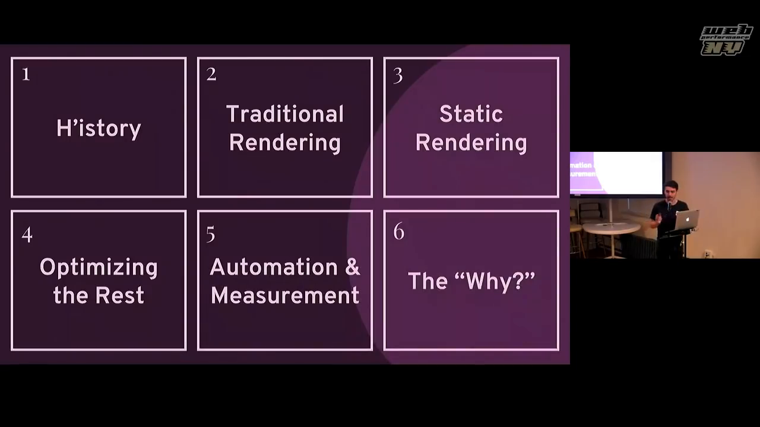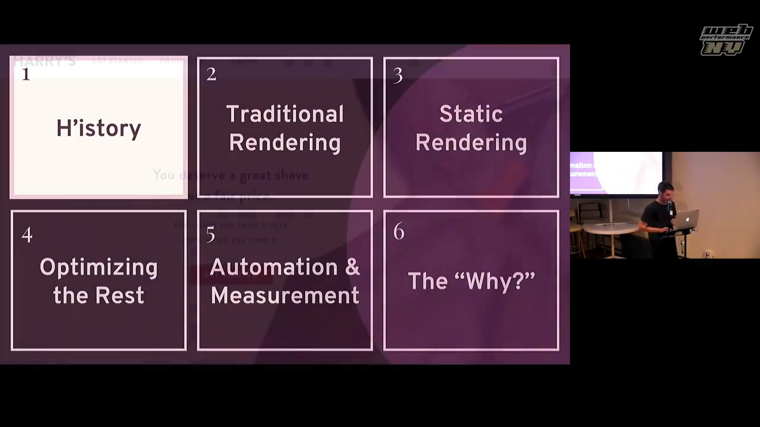We're going to talk about optimizing the rest of the Flamingo site, so things like fonts and images and all sorts of fun things there. We're going to talk a little bit about automation and measurement, so monitoring and some of our process around this. And then finally, we're going to end with the why, which is my favorite part of this. So let's dive in with some history.